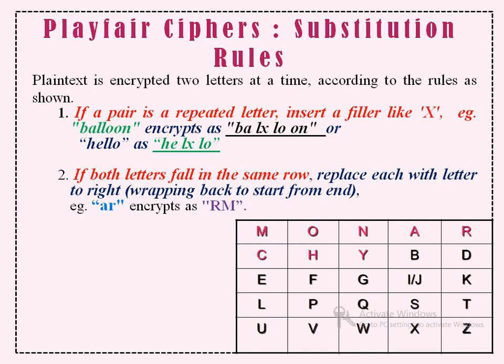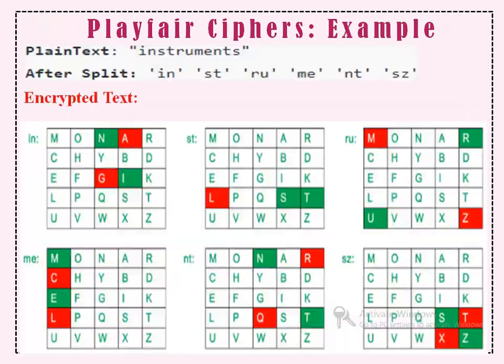For the first L we are considering LX, whereas the next L is clubbed with O. So this was with respect to the plain text. In fact, we took an example of instruments where we observed that the last S is a single entry. In order to make it a dibit or digram, we are suffixing a Z to make it two alphabets together. Because that's the basic rule, right?